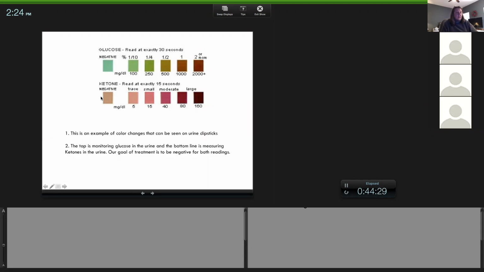So this gives you an idea. Usually when you do a urine, there's a paper that you fill out and you mark these colors and you mark these values.